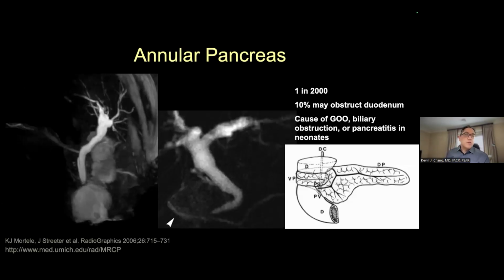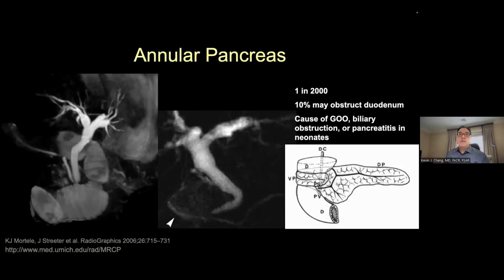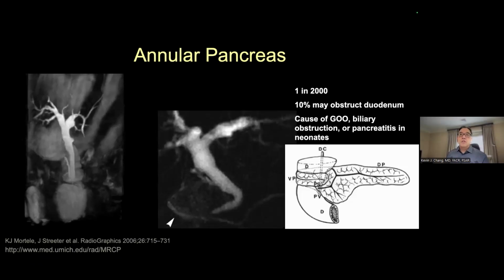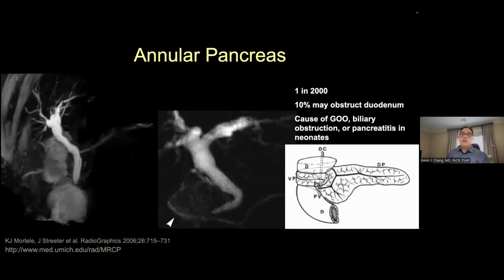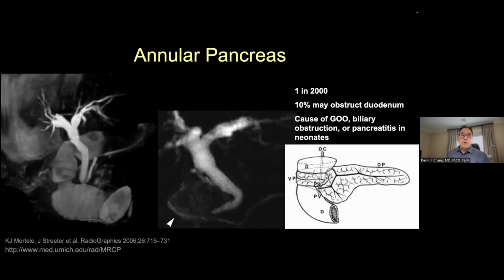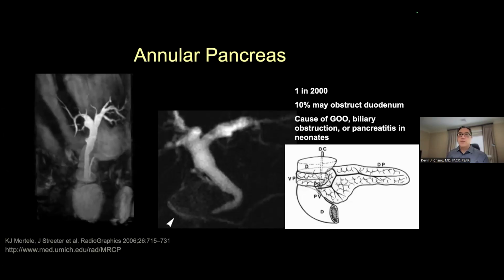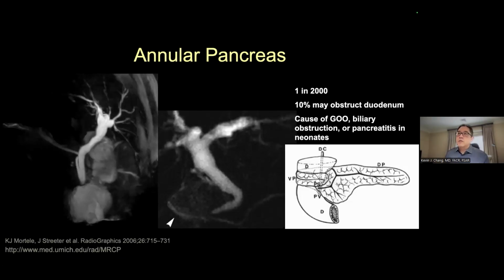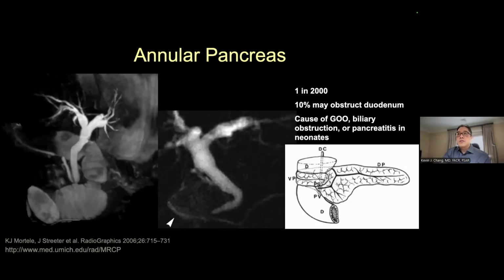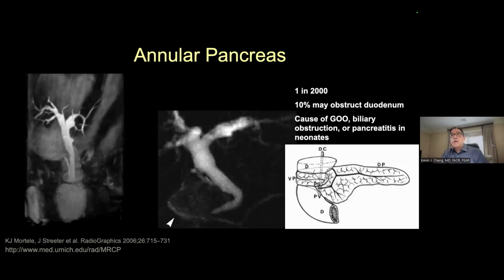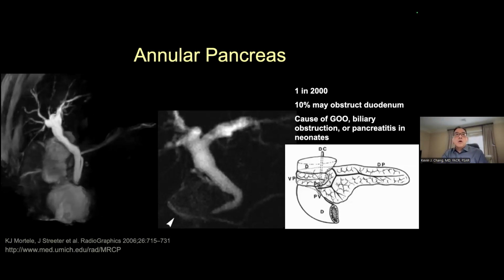This is seen in 1 in 2,000 individuals, and 10% of these cases may obstruct the duodenum. Most of them do not, but when they do, they often will present as a pediatric patient with this finding, or as a neonate with this finding. And it can be a cause in these cases of gastric outlet obstruction, or biliary obstruction, or pancreatitis.